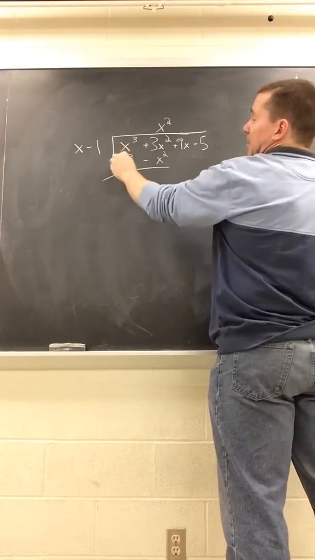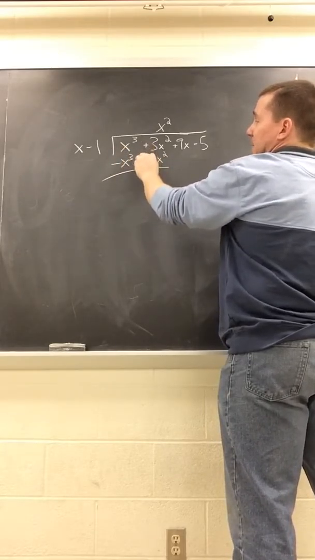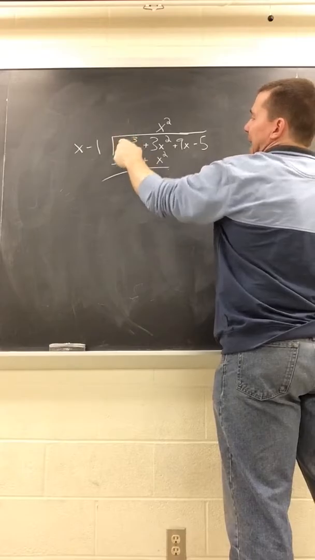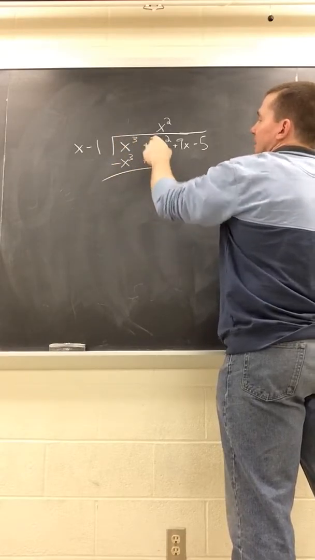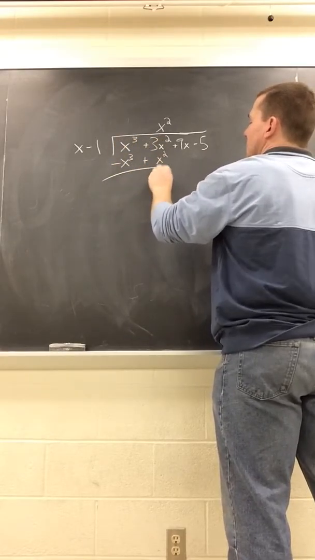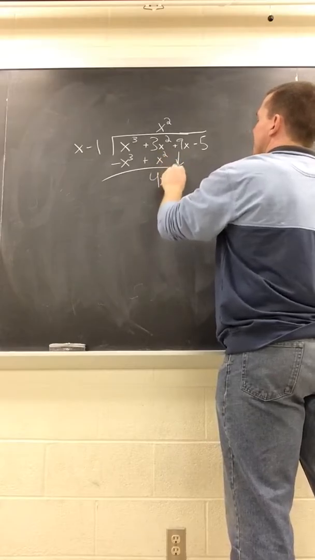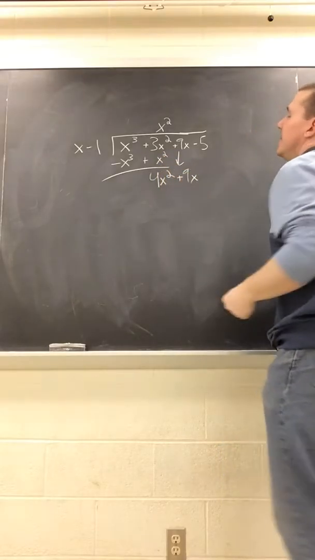Switch the signs of everything. Positive becomes negative, negative becomes positive. Subtract. X cubed minus x cubed is 0. 3x squared plus x squared is 4x squared. Bring down the next term, the plus 9x.